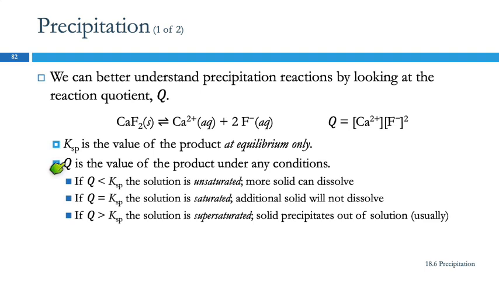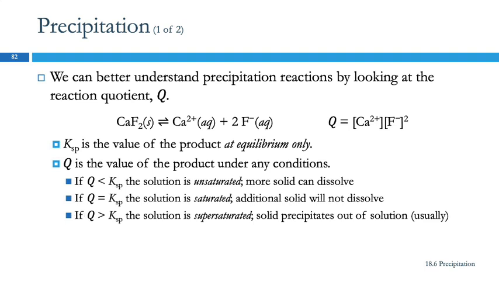And we can compare Q to the Ksp, and then we can predict, well, is more going to dissolve? Is it already saturated? Or are we going to expect things to precipitate out of the water? So if Q is less than Ksp, that means that these numbers are also smaller, right? And so we can increase these until it matches Ksp. At equilibrium, Q is equal to Ksp. If you add more solid, it's not going to dissolve.